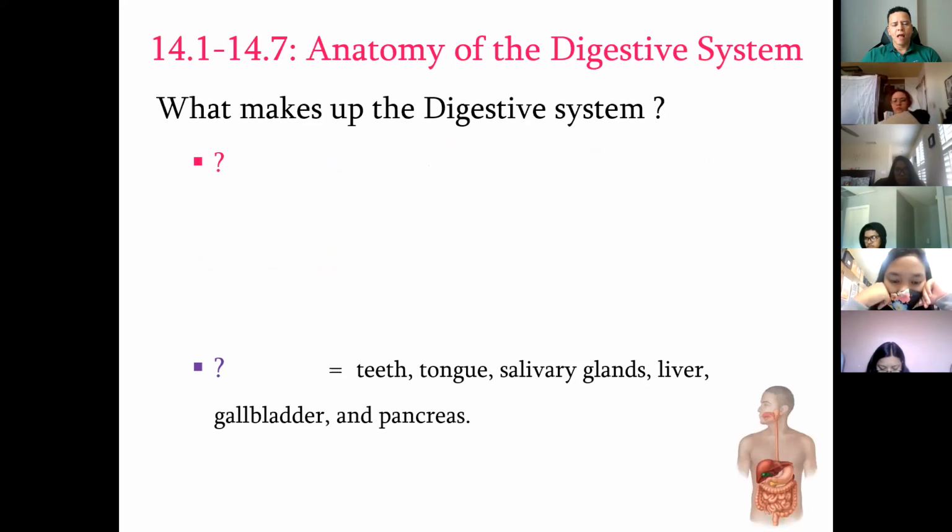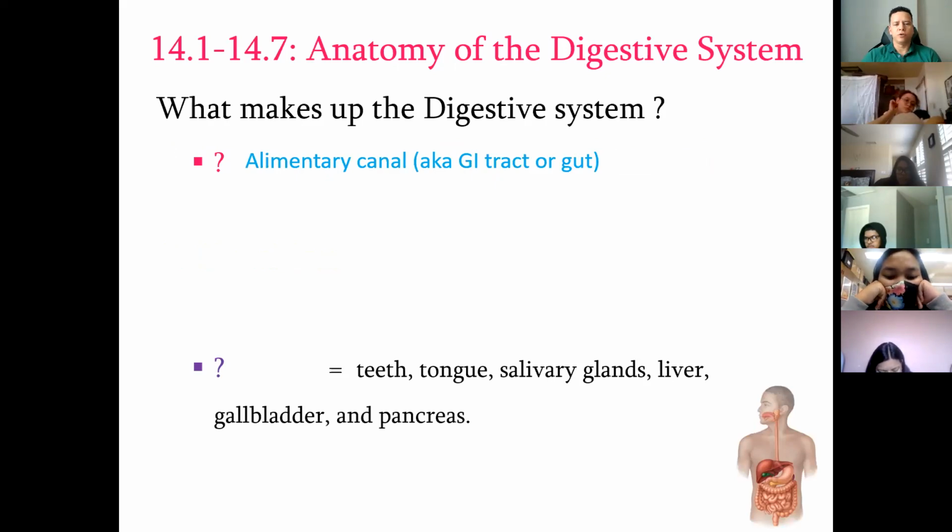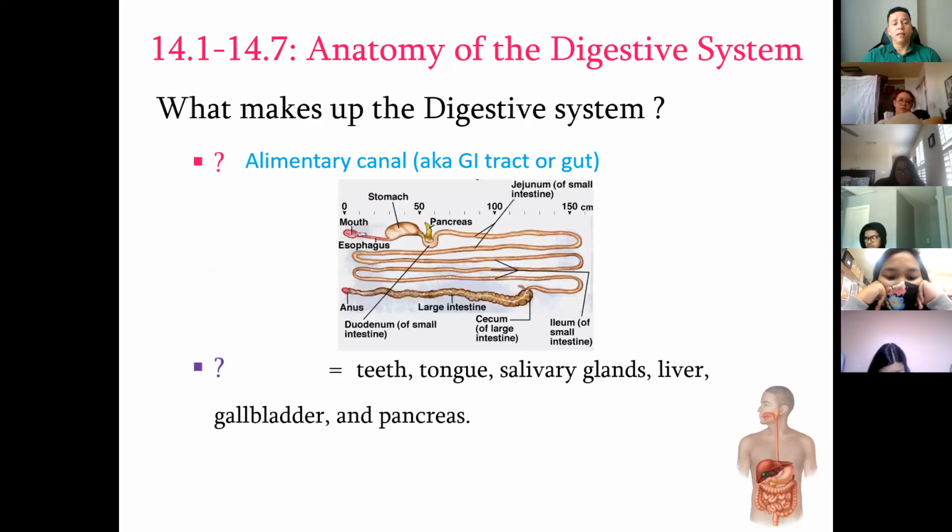And our digestive system is also what we call our alimentary canal, also called the GI tract or the gut. And the GI stands for gastrointestinal tract. And like the name says, it is a canal, it is a tract, because it is one long tube of about 30 feet long that starts all the way in the mouth and ends up at the anus, okay?